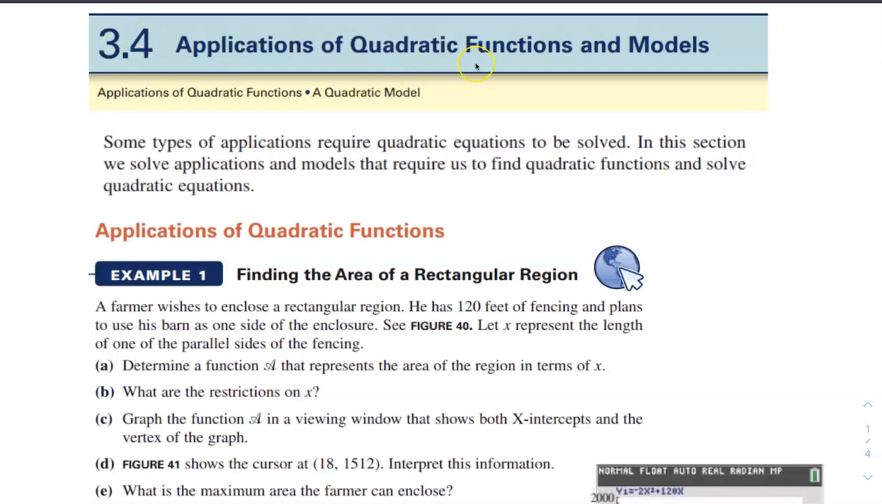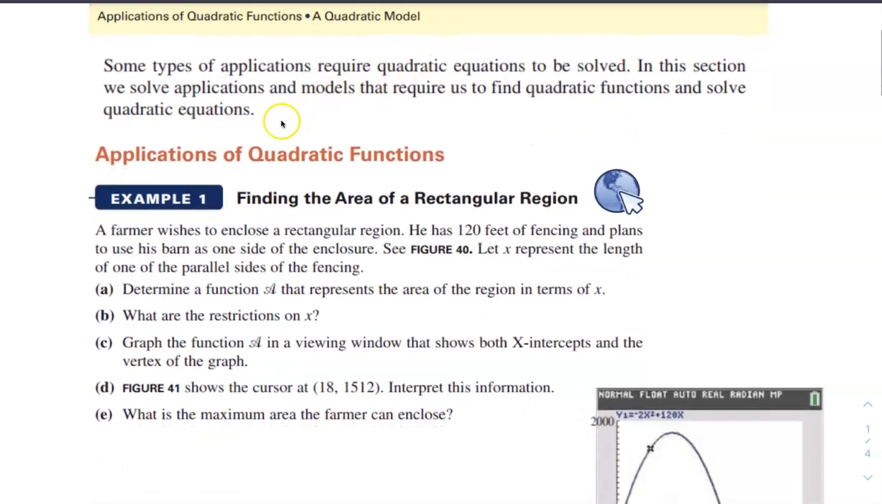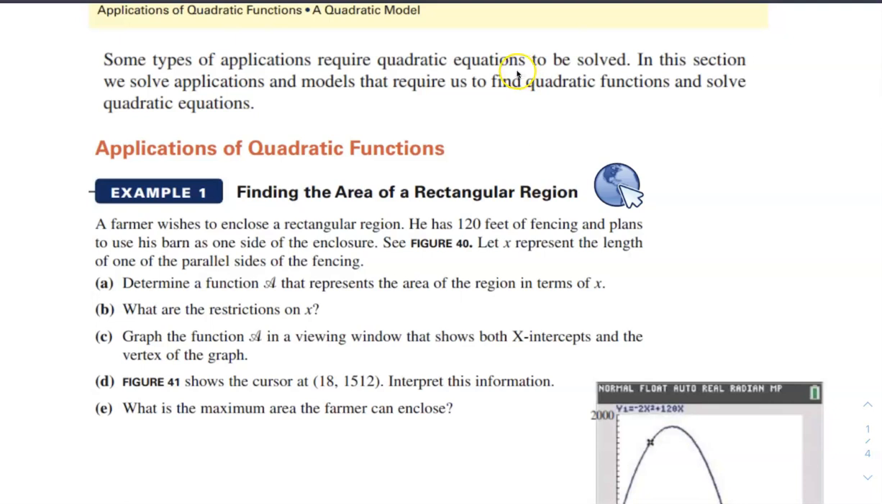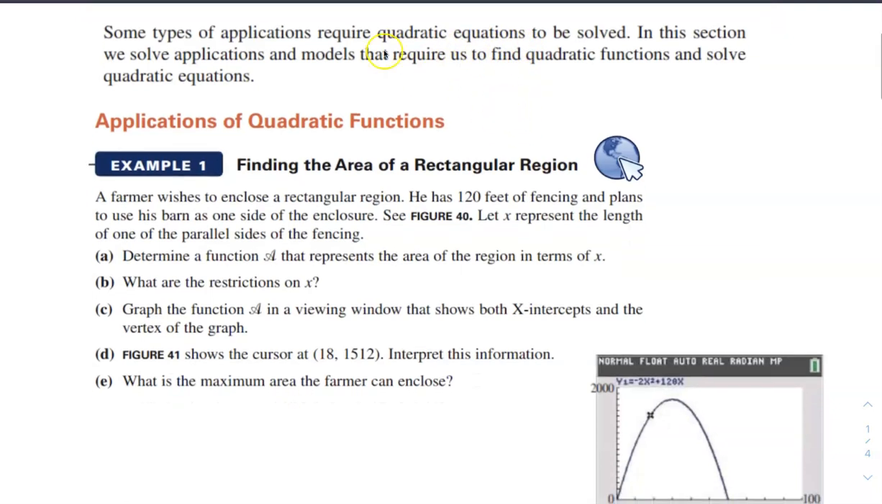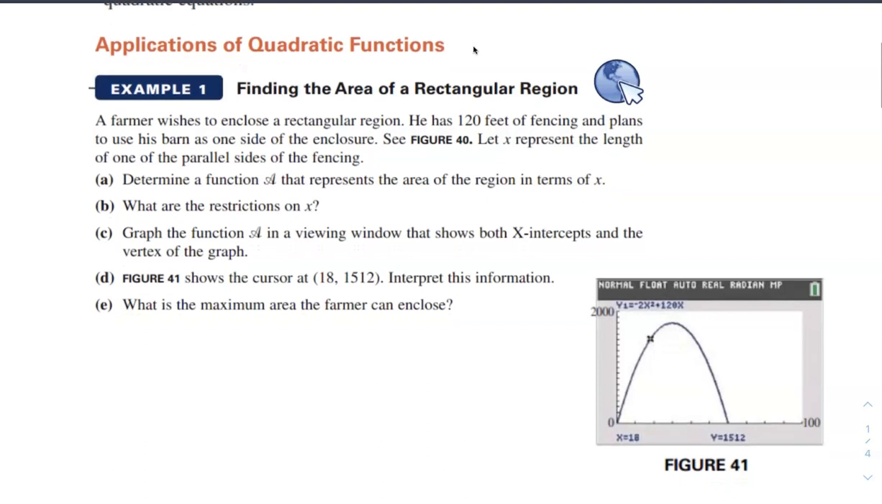Applications of quadratic functions and models. So what we're doing here is going to do application problems, but with quadratic equations. These applications are all going to require quadratic equations to solve. So there's our first one.